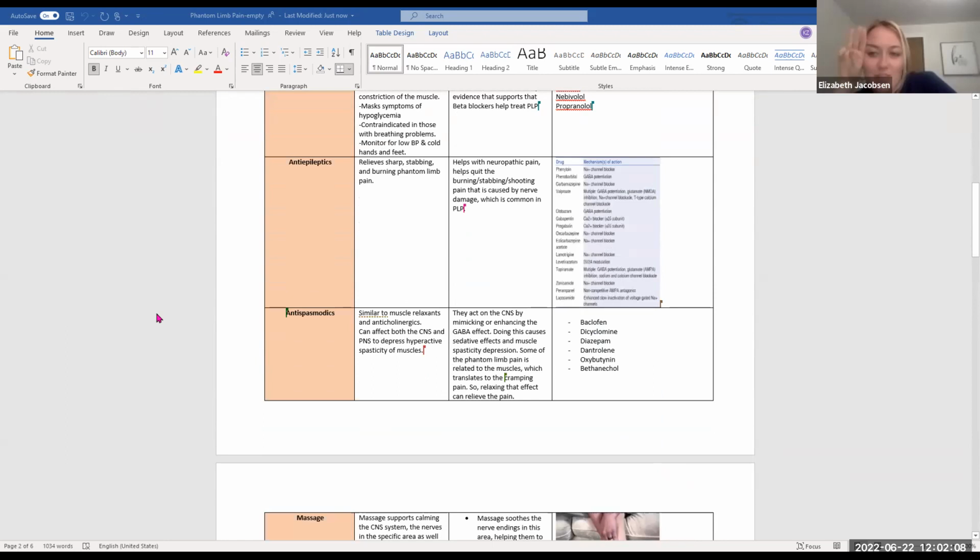So we couldn't find a ton on this either. But basically what it does is it relieves the sharp and stabbing and burning pain that can be felt, like the nerve pain. And so this is why it would help with phantom limb pain, because it helps to quit all of that pain by suppressing those nerve signals that would be going to the brain to disrupt that.